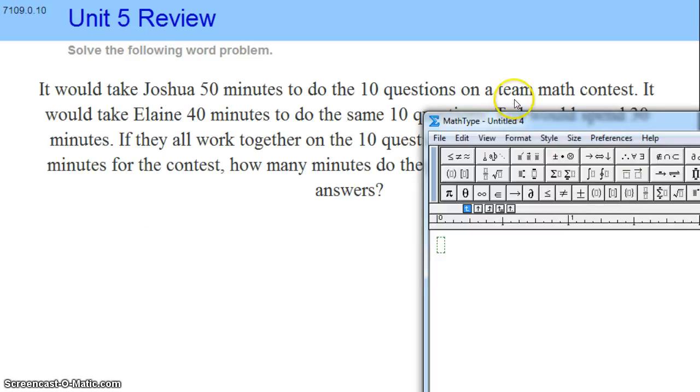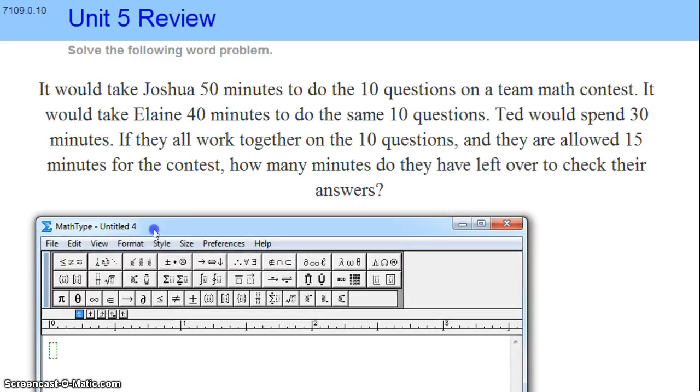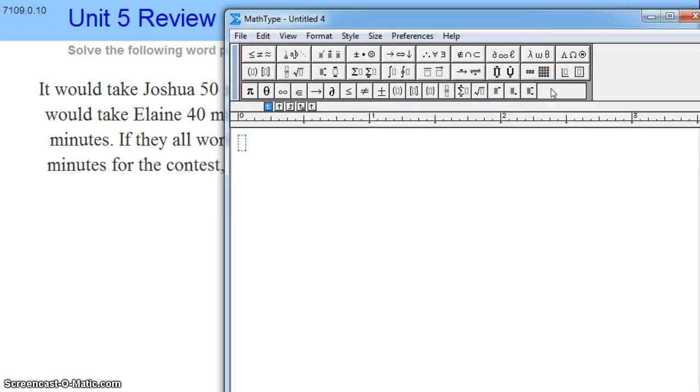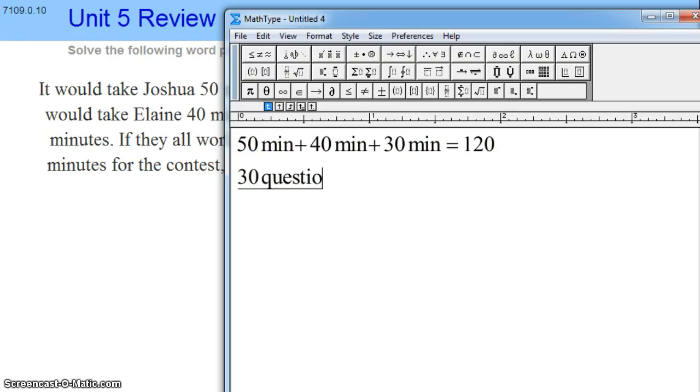So one of the mistakes I made at first is I was thinking, okay, well, if it takes Josh 50 minutes, Elaine 40 minutes, and Ted 30 minutes, maybe we should add those. So I thought 50 minutes plus 40 minutes plus 30 minutes equals 120 minutes, which is 2 hours. And then they would get 30 questions done in that time. And that's actually wrong, right?